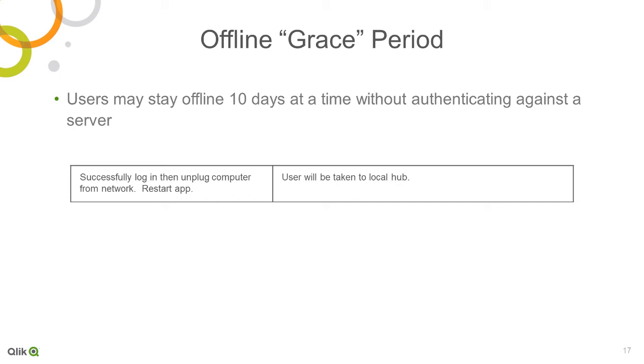So let's talk about this grace period, right? So it's 10 days. If you log out or close the app, you can then keep using your application for another 10 days, even if you don't have access to either Qlik.com or your Qlik Sense Enterprise server. If you try to connect after 10 days, you'll be shown an error message and you'll be taken to the list of authentication hubs. So you'll see the page that we looked at earlier, where you can choose either Qlik.com or your local instance.